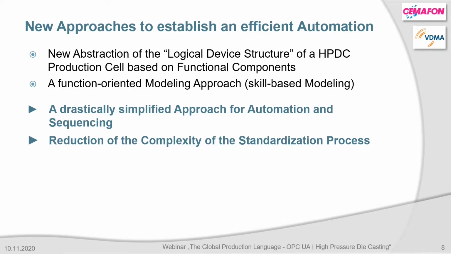We have a function-oriented modeling approach. So we try to use skill-based modeling for the automation. And with this, we think that we have a very simplified approach towards automation, and we can change sequencing very easily. And because we use a clear table to start with, we think that the complexity of the standardization process will be much easier.